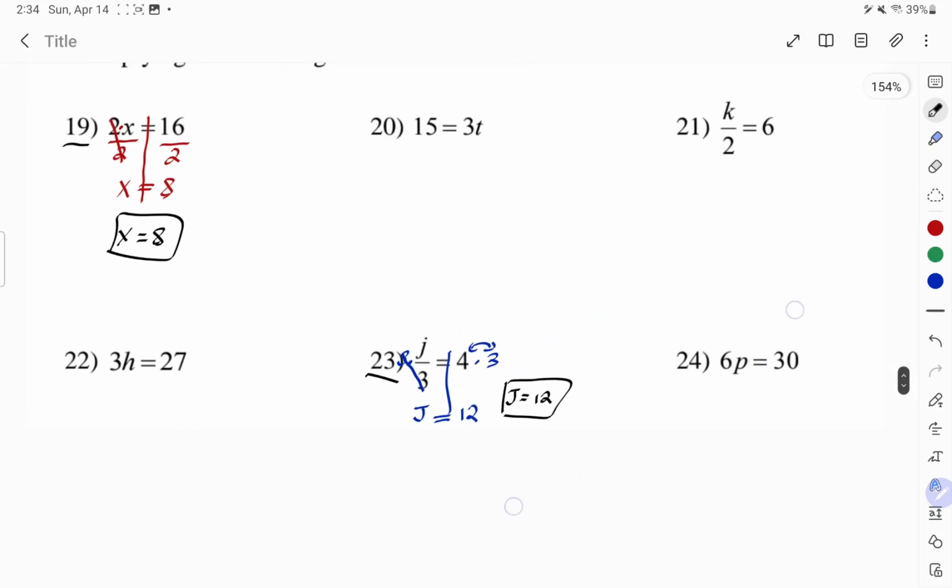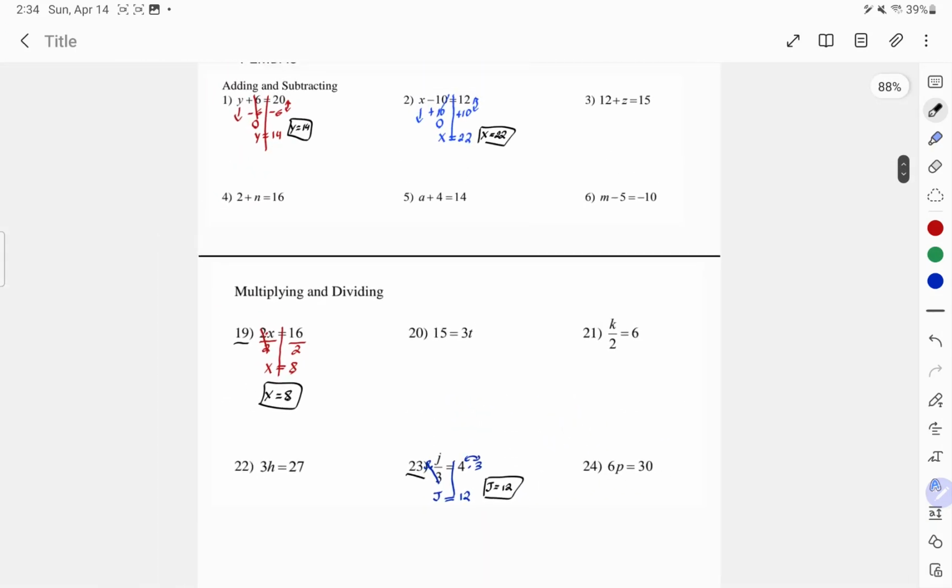All right, I'm going to go ahead and do all of the other ones so you can basically copy all of this down. And this is how you solve one-step equations.